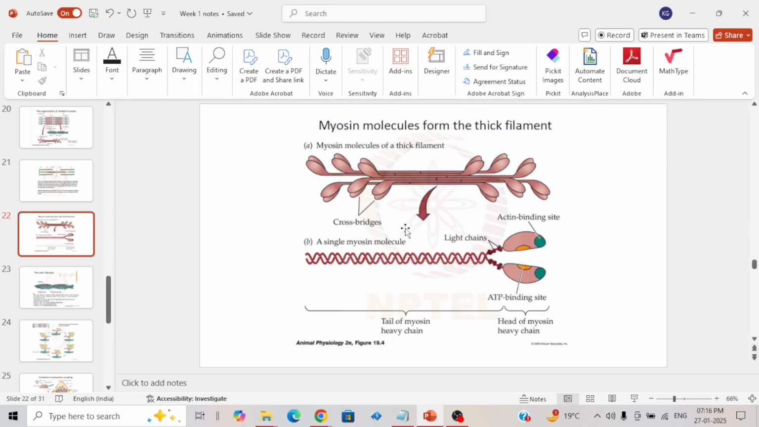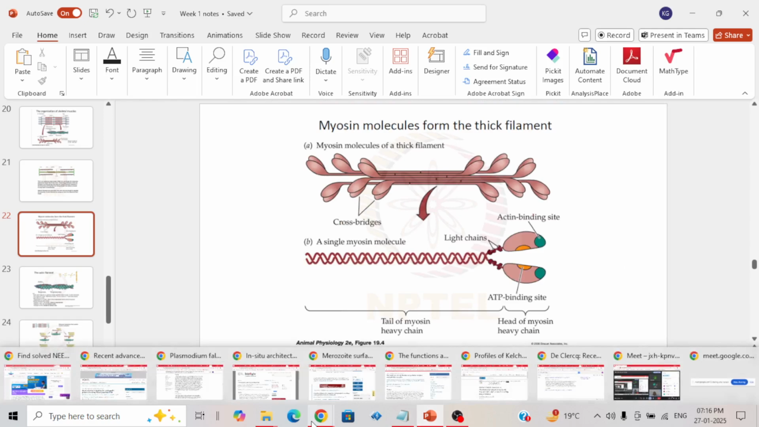If anyone wants to ask, can you tell me about where exactly the ATP can bind, ma'am? Because in the lecture video, they said that only in the tail will the ATP bind. But here, the picture shows the binding site will be in the head.